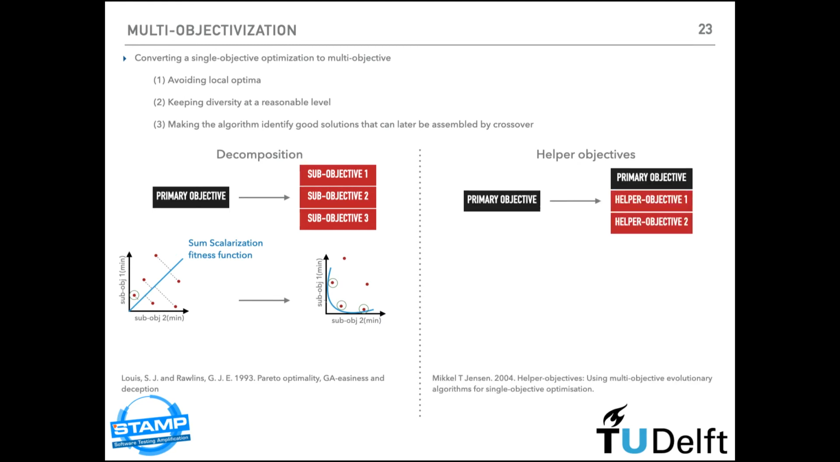However, in the second multi-objectivization strategy, we add one or two helper objectives to the existing primary objective. Again, if we look at the graphical interpretation, we can see that the single objective chooses the closest solution to the zero value for the primary objective. In contrast, with the helper objective, we have a set of non-dominant solutions for producing the next generation.